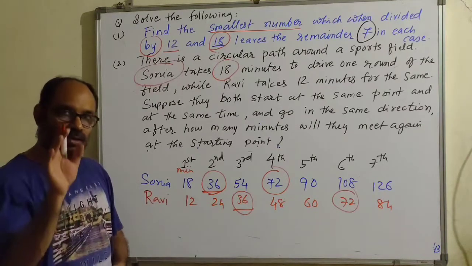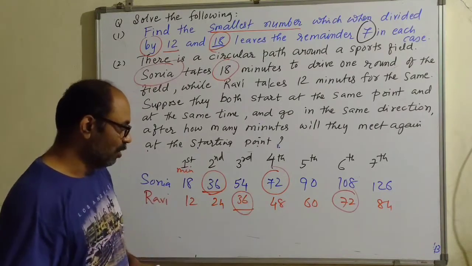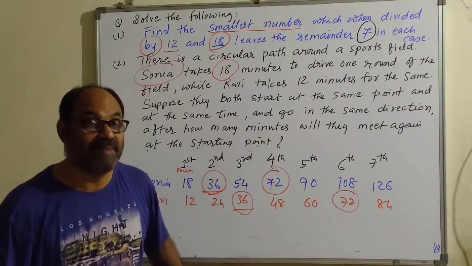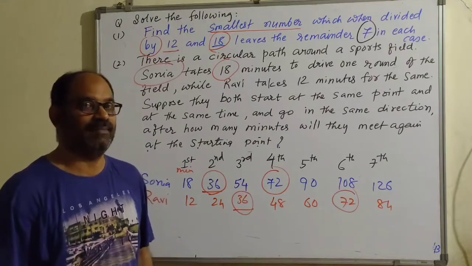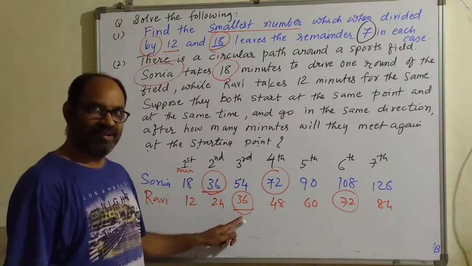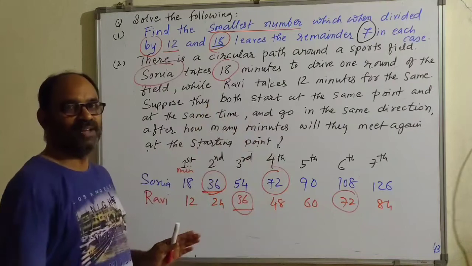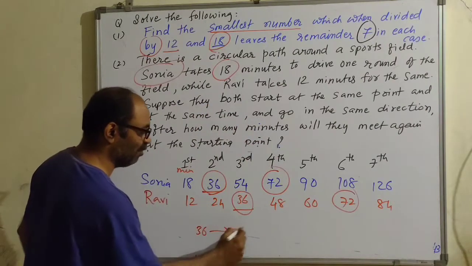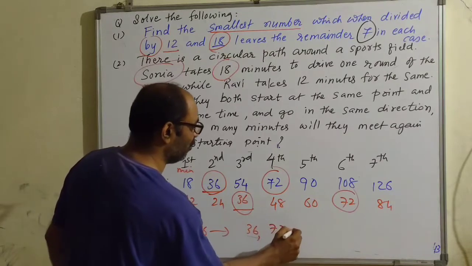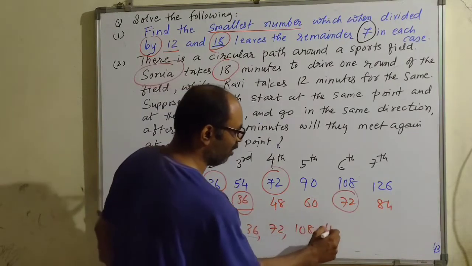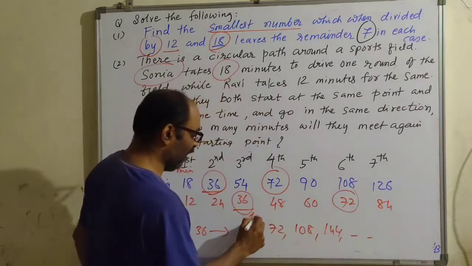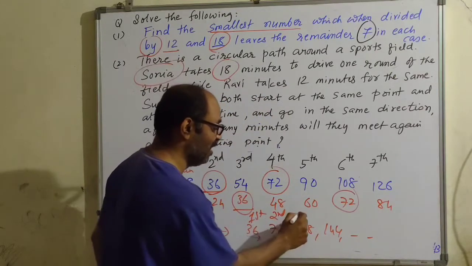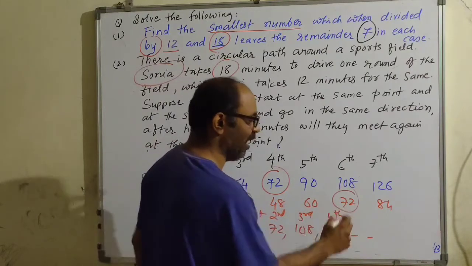Correct? Children, here I would like you to notice. They might ask you, when will they meet each other for the second time? Well, you find out the LCM and then take multiples of the LCM. What are the multiples of 36 now? Tell me. 36, 72, correct? 108, 144 and so on. This is the first time they will be meeting. This is the second time they will be meeting, after 72 minutes. This is the third time. This is the fourth time.